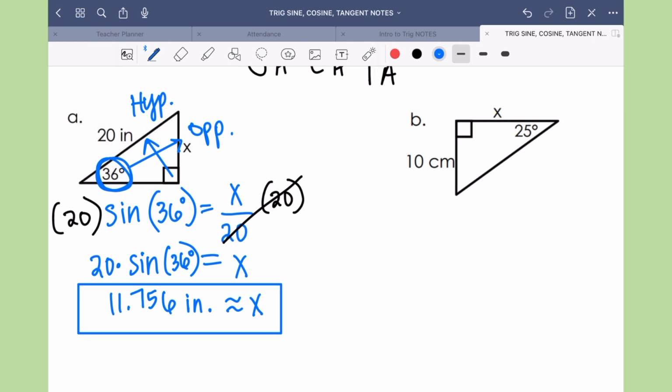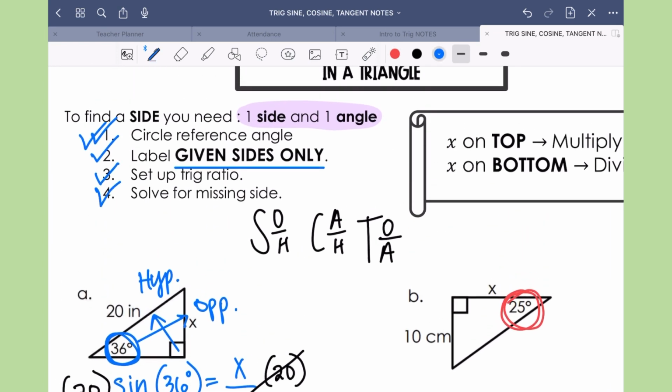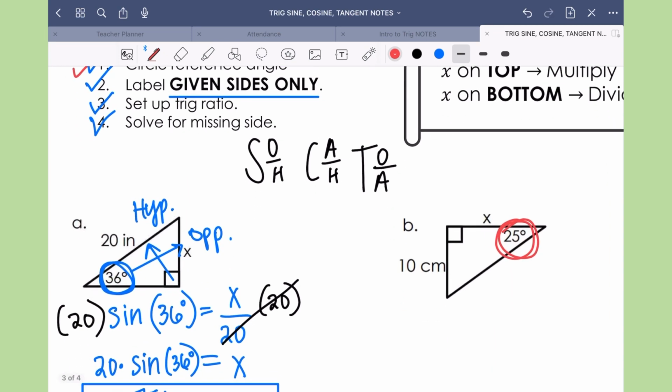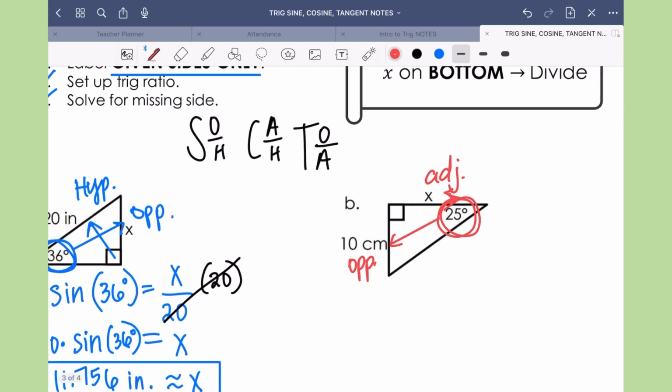Okay, let's try this one. Circle your reference angle. We finished all the steps here, so circle a reference angle. Doing this one now. Label the given sides. So opposite. This is adjacent. Set up your trig ratio. So what sides did they give me? They gave me opposite and adjacent. So who has an O and an A here? O and A. Tangent.